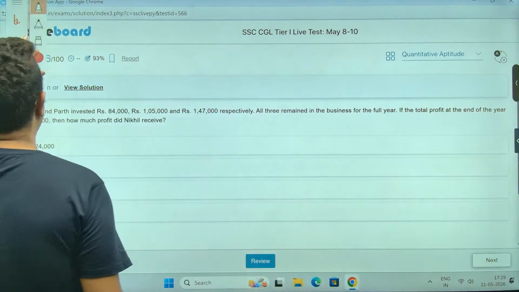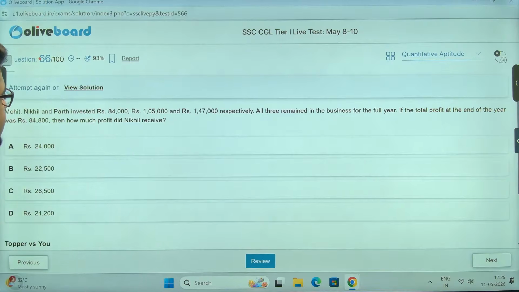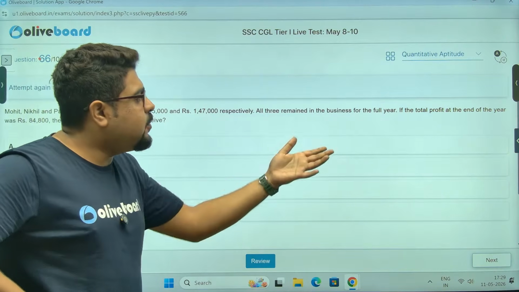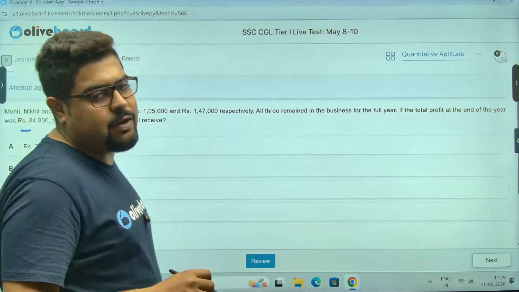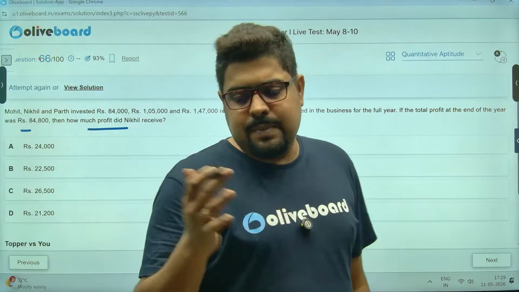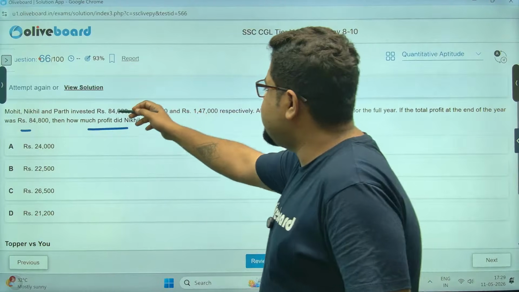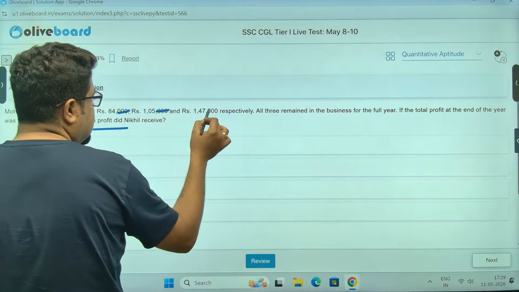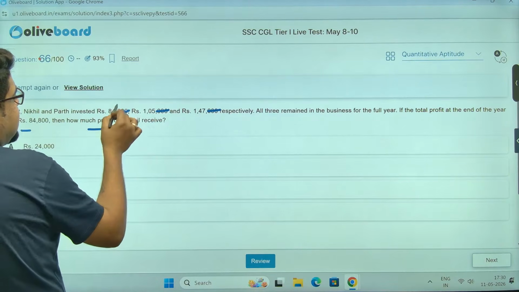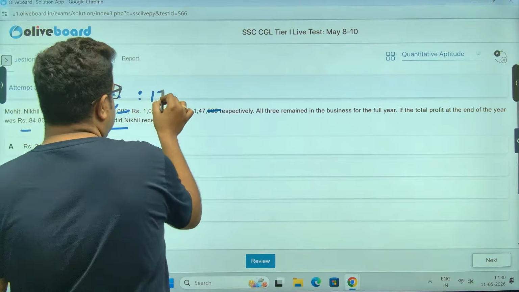Sir, some partnership it looks like. Mohit, Nikhil, Parth invested this, remaining for the full year. Total profit is this. How much does Nikhil receive? Again, simple, because the time is constant, so the profit will get distributed in this ratio only. 3 zeros gone, divisible by 7. 7, 15s are this.